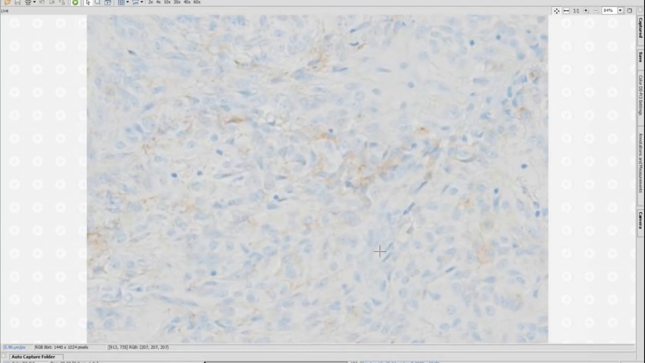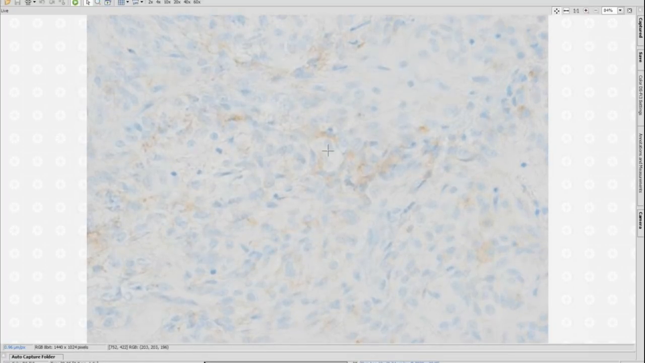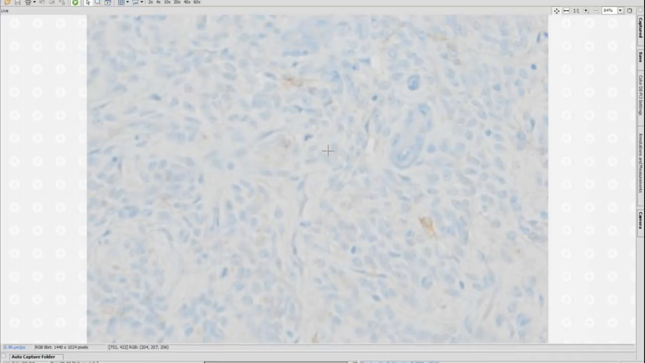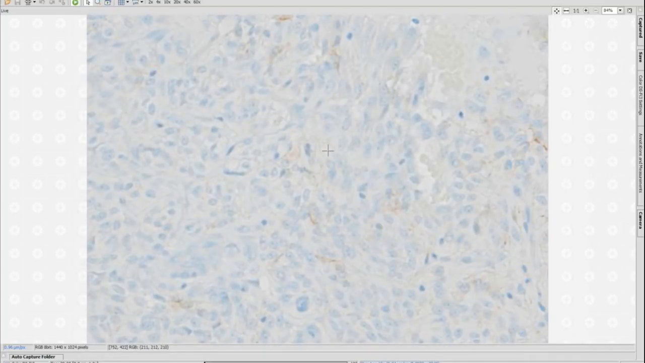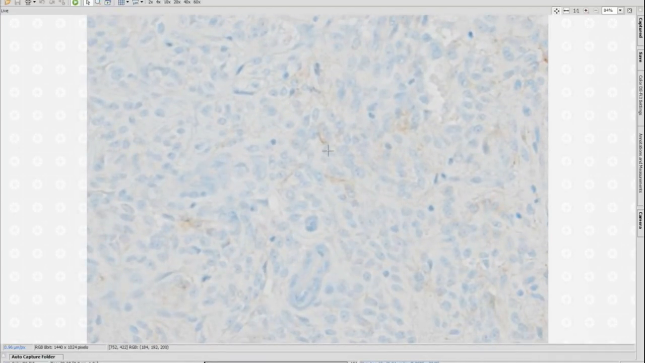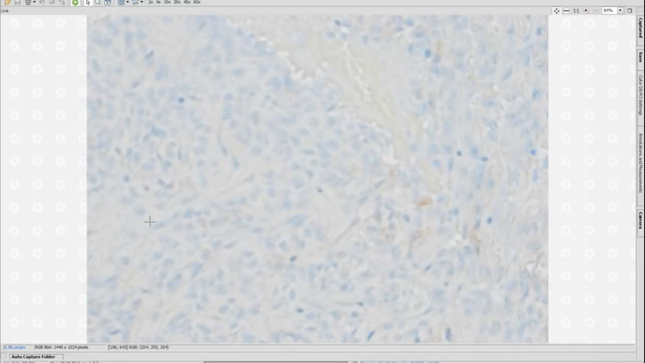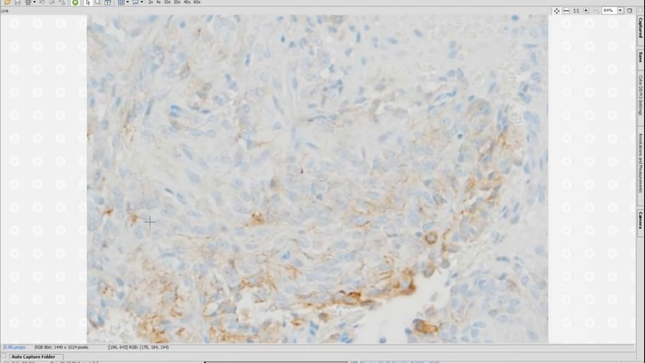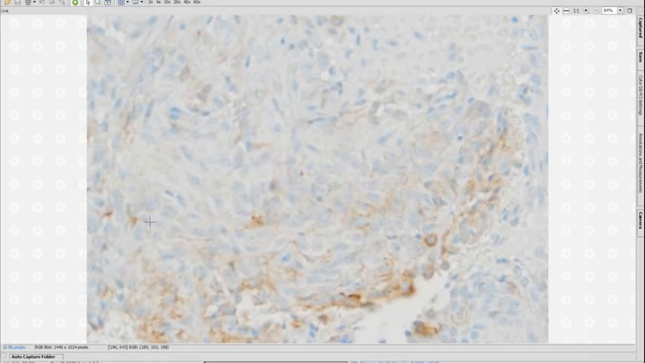This is the EMA, which is showing some surface staining. So this nice surface, it's not granular, it's not cytoplasmic. This is actually very typical. You have this surface staining, linear, and probably you start seeing some dot-like positivity as well.